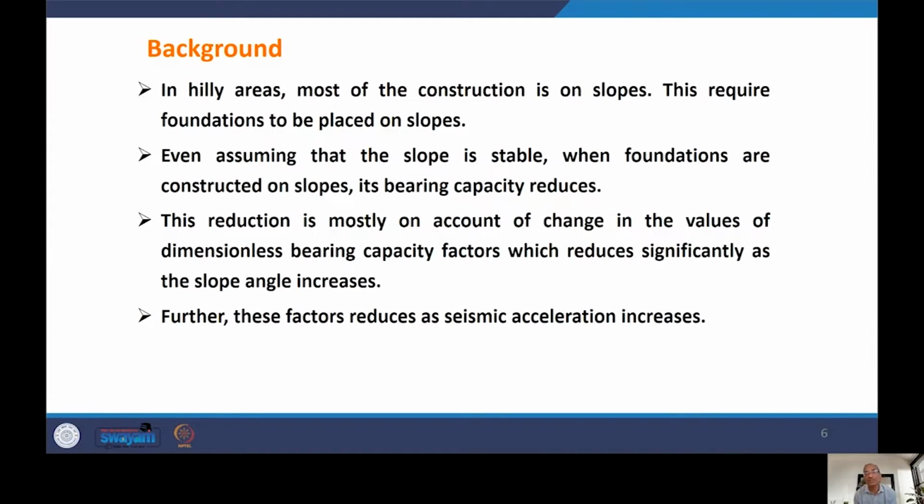Our discussion here, when we talk about foundations, will be only up to bearing capacity. We are not going to talk about settlement, because this is already an advanced topic. What I'm going to talk about today is taken from many research papers, which will be referred to here and which will be duly acknowledged. So let's talk about that.